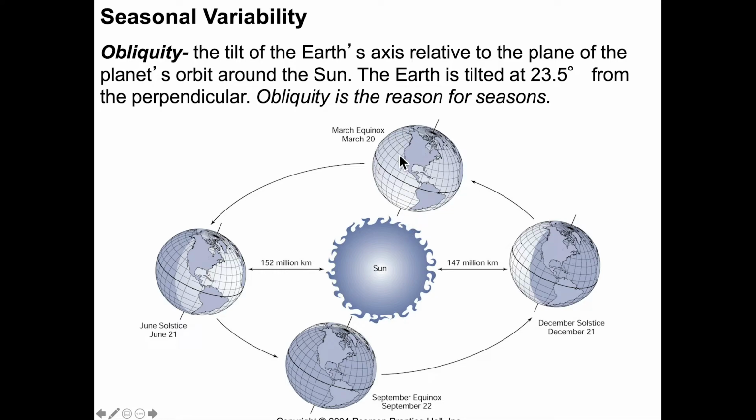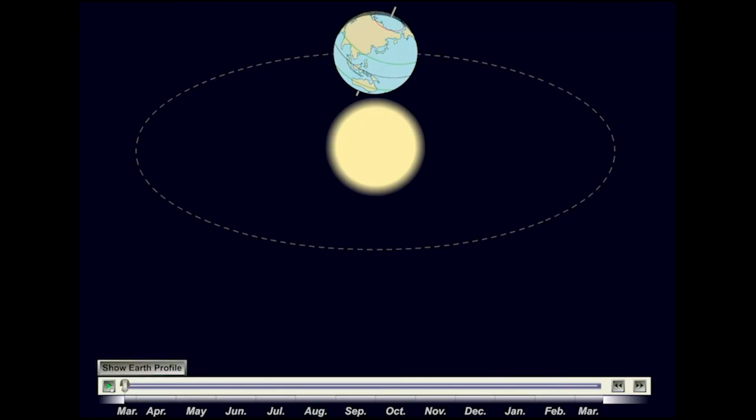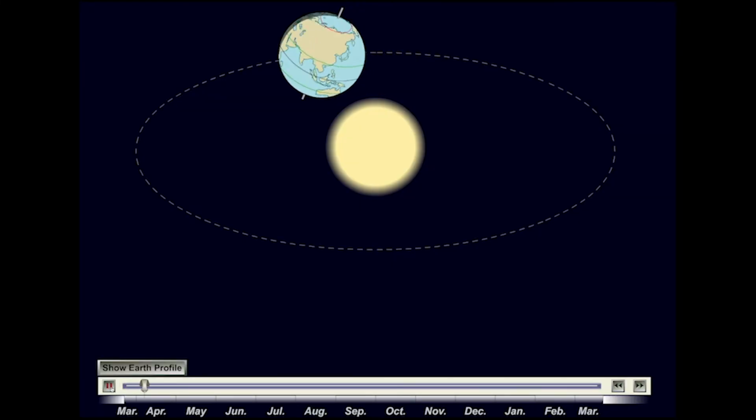If the Earth was oriented vertically, with the axis of rotation perpendicular to this orbital path around the Sun, we wouldn't have seasons. But it's tilted, so different places on the Earth receive different amounts of insolation at different times of the year. All right, let's take a ride around the Sun.